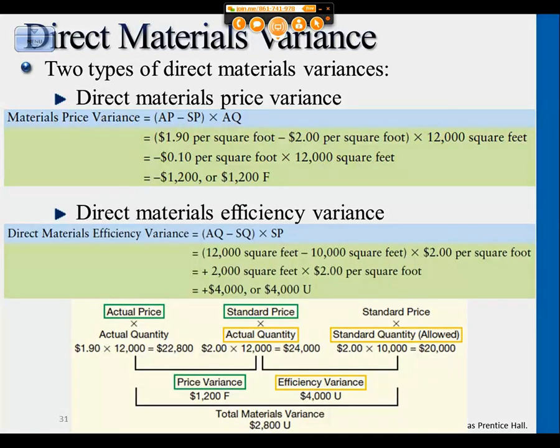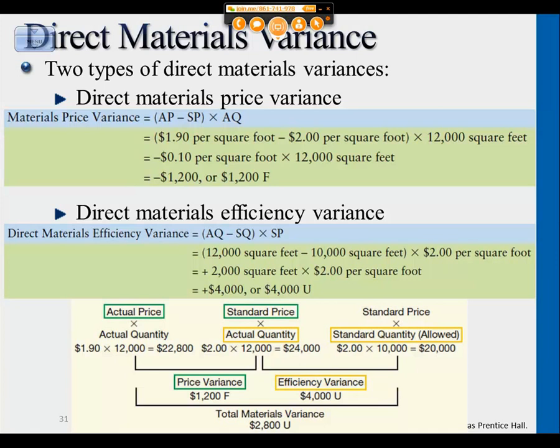And then I also have my direct materials efficiency variance. Direct materials efficiency variance is the difference between the actual and the standard quantity multiplied by the standard price. So again, I have all the numbers to calculate it. I take my 12,000 square feet minus 10,000 square feet and multiply it by $2 per square foot. That's my calculation of the $4,000 unfavorable.